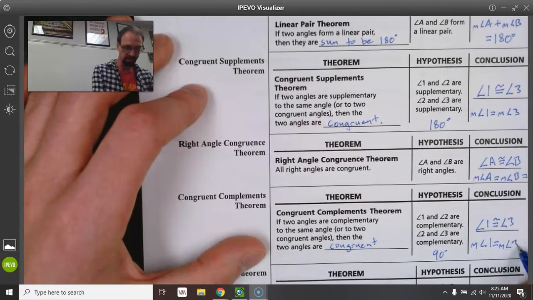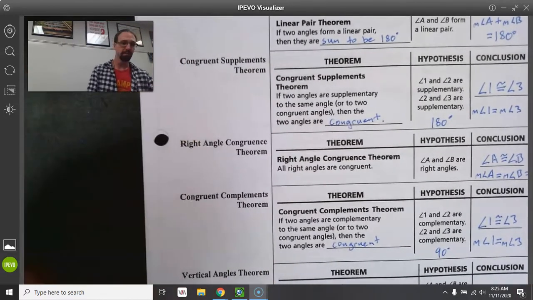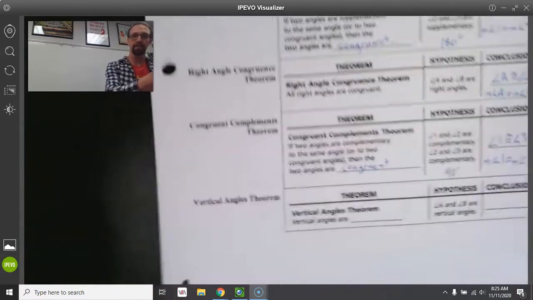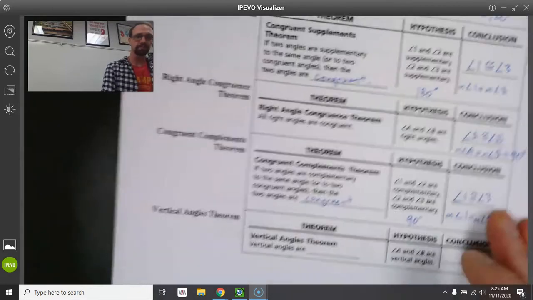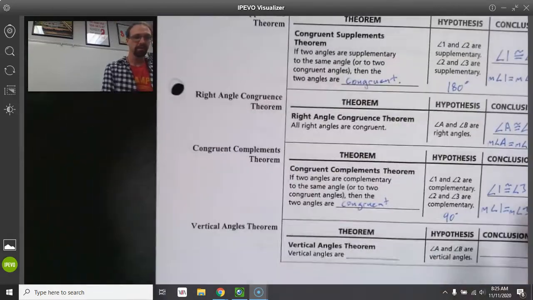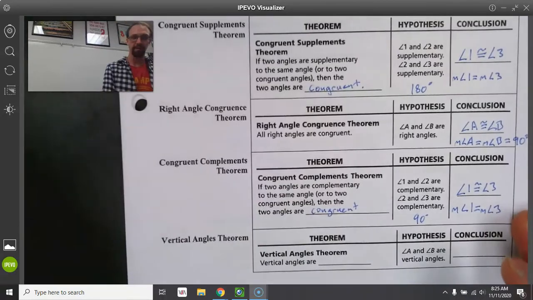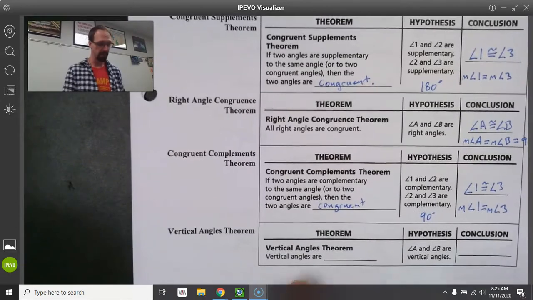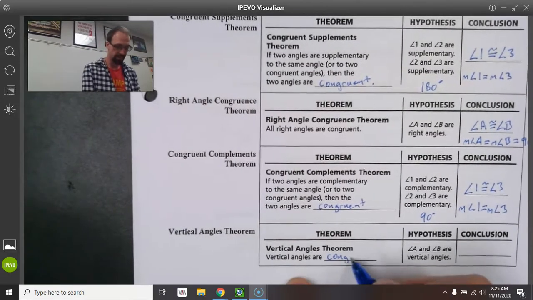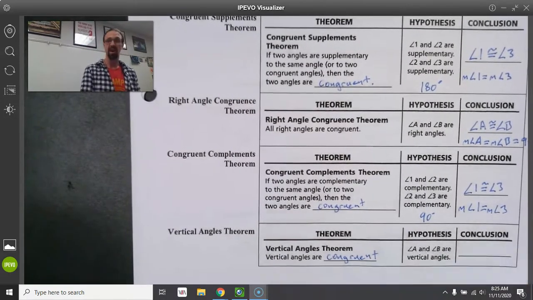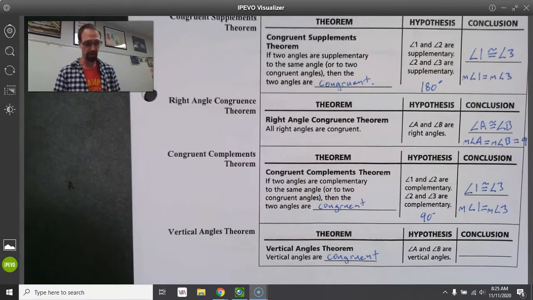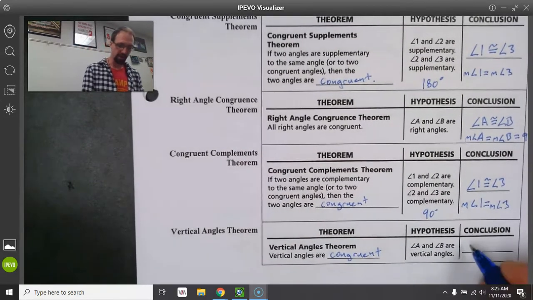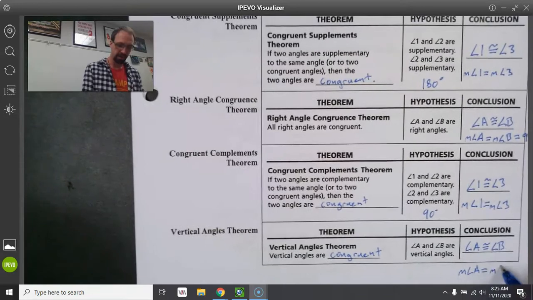And then for this last part, the vertical angle theorem, vertical angles. Sorry, oh no, my camera is moving. There we go. So with this one, vertical angles are congruent. And this is all vertical angles, no matter what. All vertical angles are congruent. Angle A and angle B are vertical angles. That means angle A is congruent to angle B, or the measure of angle A is equal to the measure of angle B.